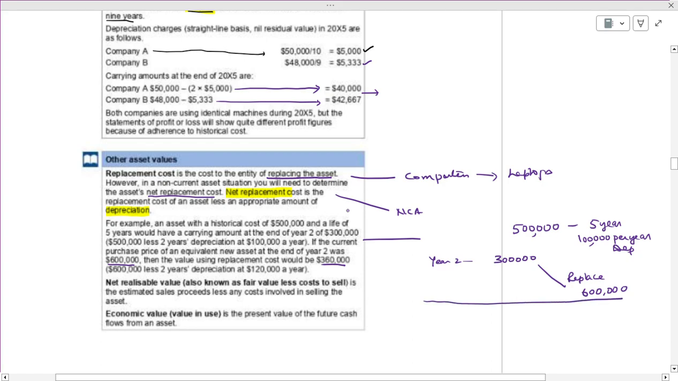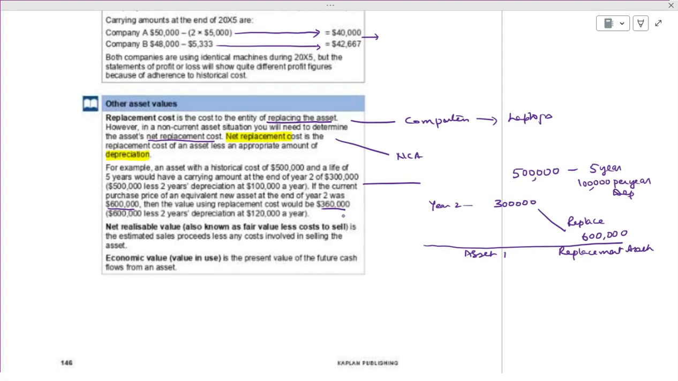I will put it like this. This is asset 1. This is the replacement asset. What we have done is taken asset 1 of 500,000 less 2 years of depreciation, 2 by 5. 500 minus 2 years of depreciation comes to 300,000.